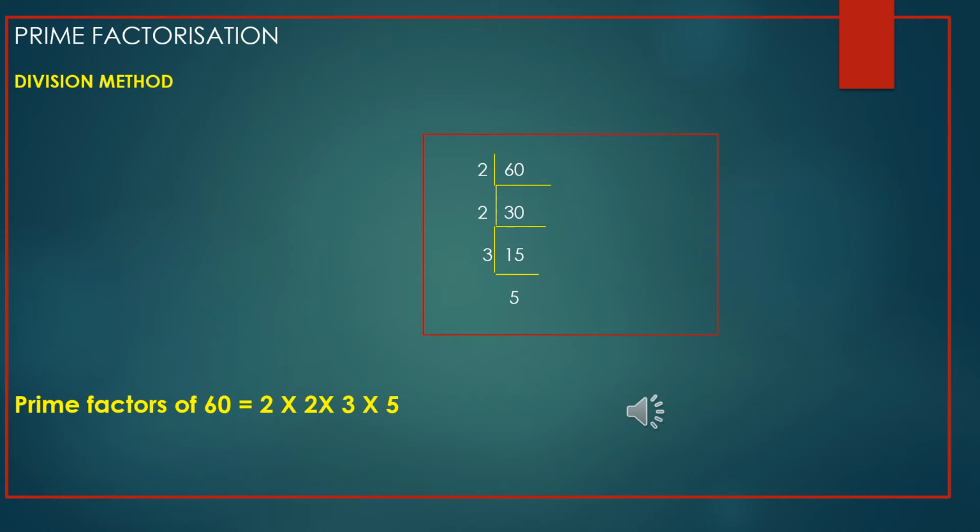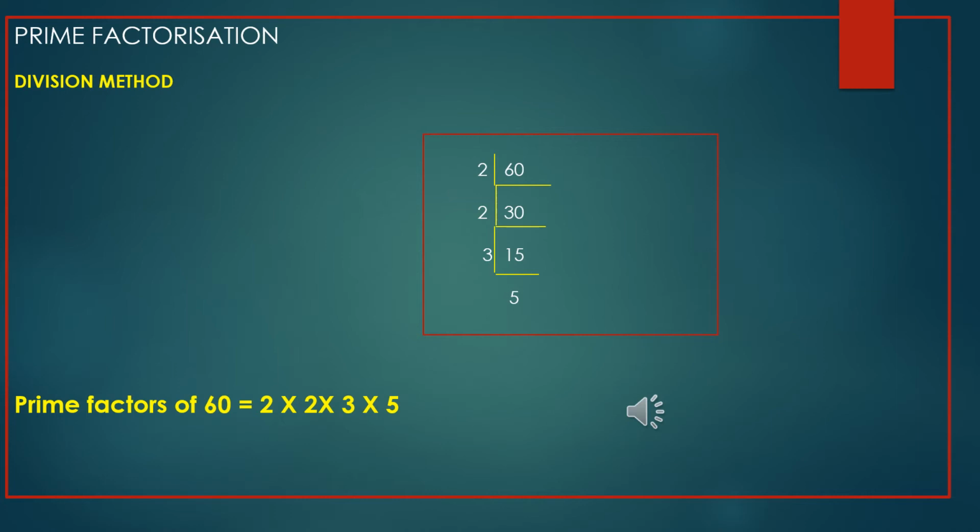Next, we are considering the division method to find the prime factors of a number. Consider this example. When you divide 60 by the smallest prime factor 2, you will get 30 as the quotient. 30 also you can divide by 2, we will get 15 as the quotient. 15 is not divisible by 2. So we have to consider the next prime number 3.